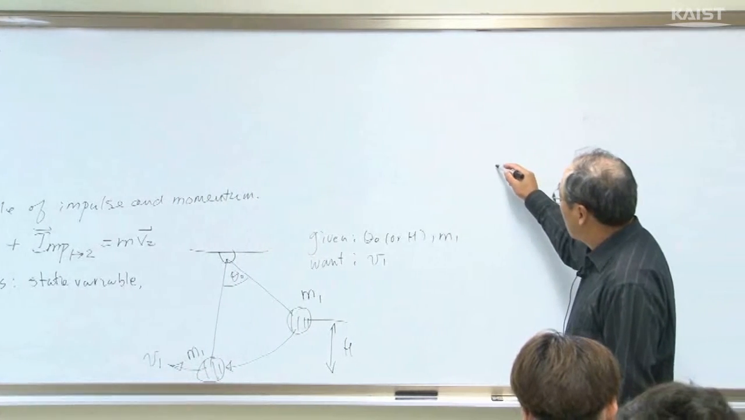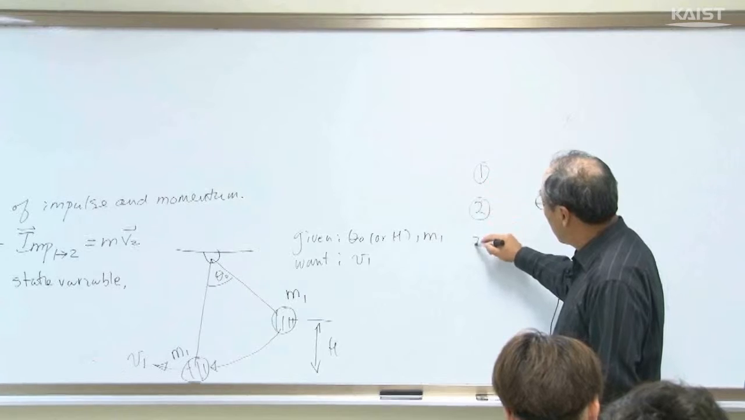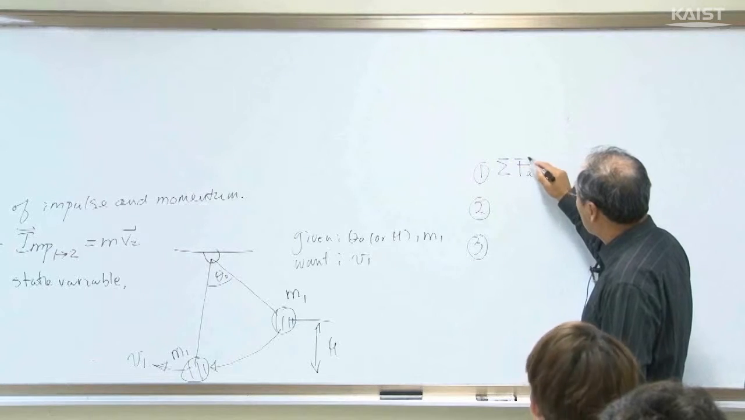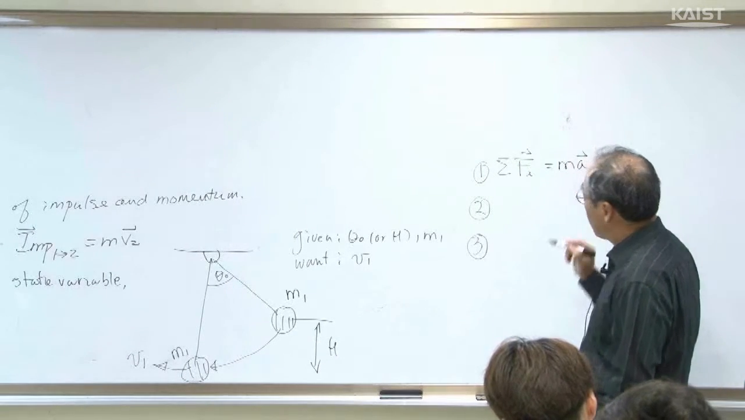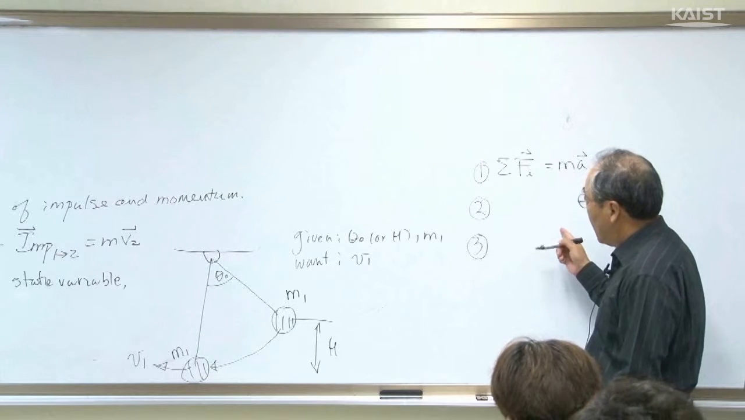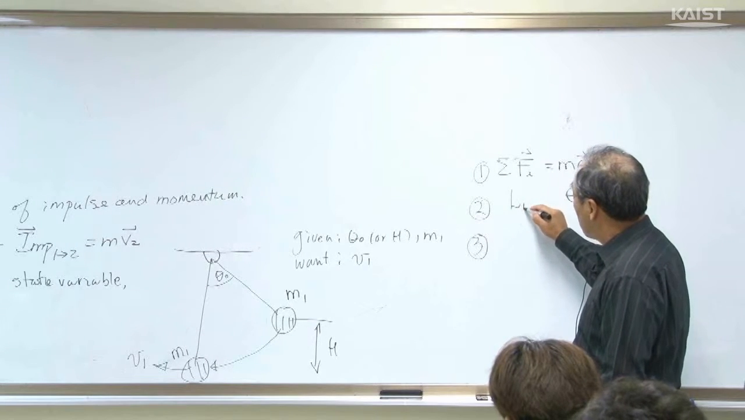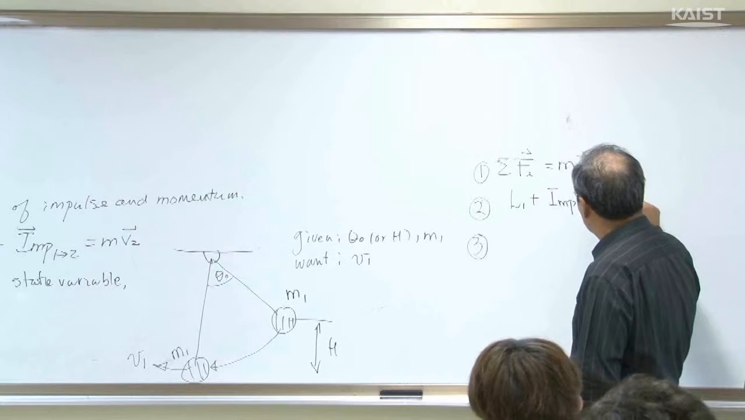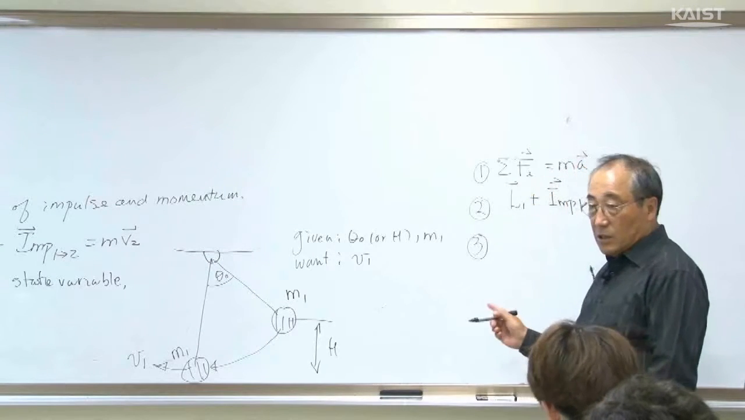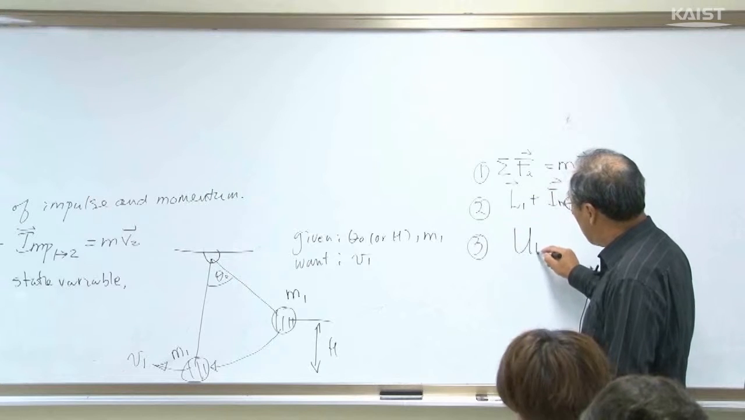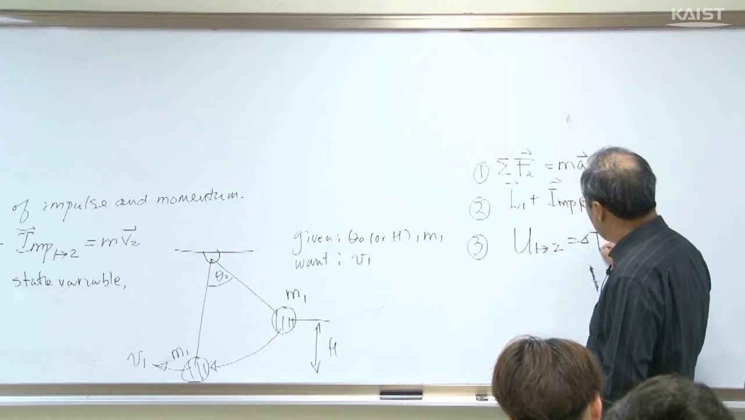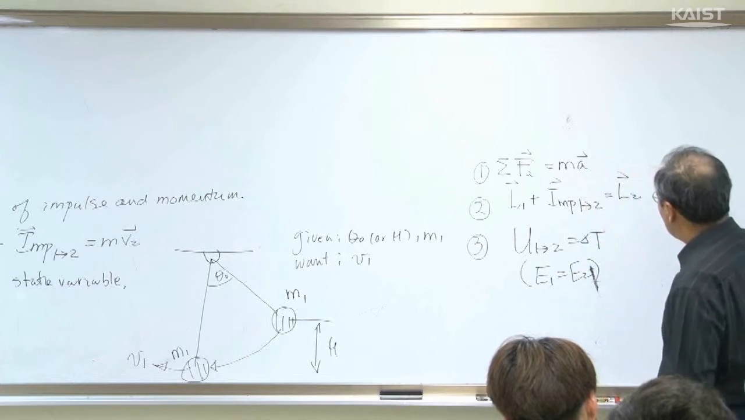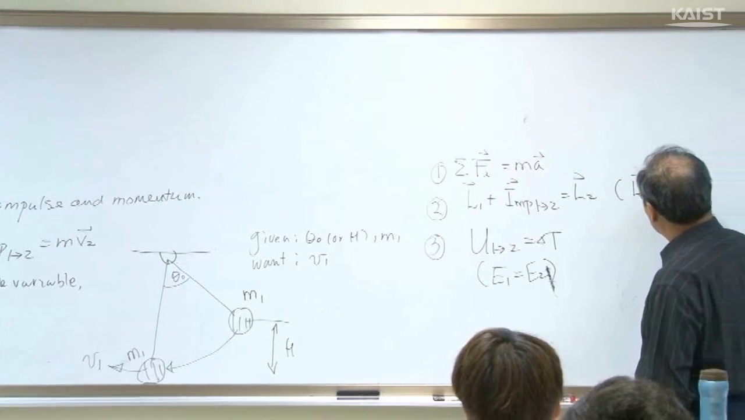Then we have a choice of 3 tools. One is Newton's law, resultant force inducing motion of a particle. And the second principle is the principle of impulse and momentum. And the third principle is the principle of work done and kinetic energy, or conservation of energy in a special case, or conservation of linear momentum for a special case.